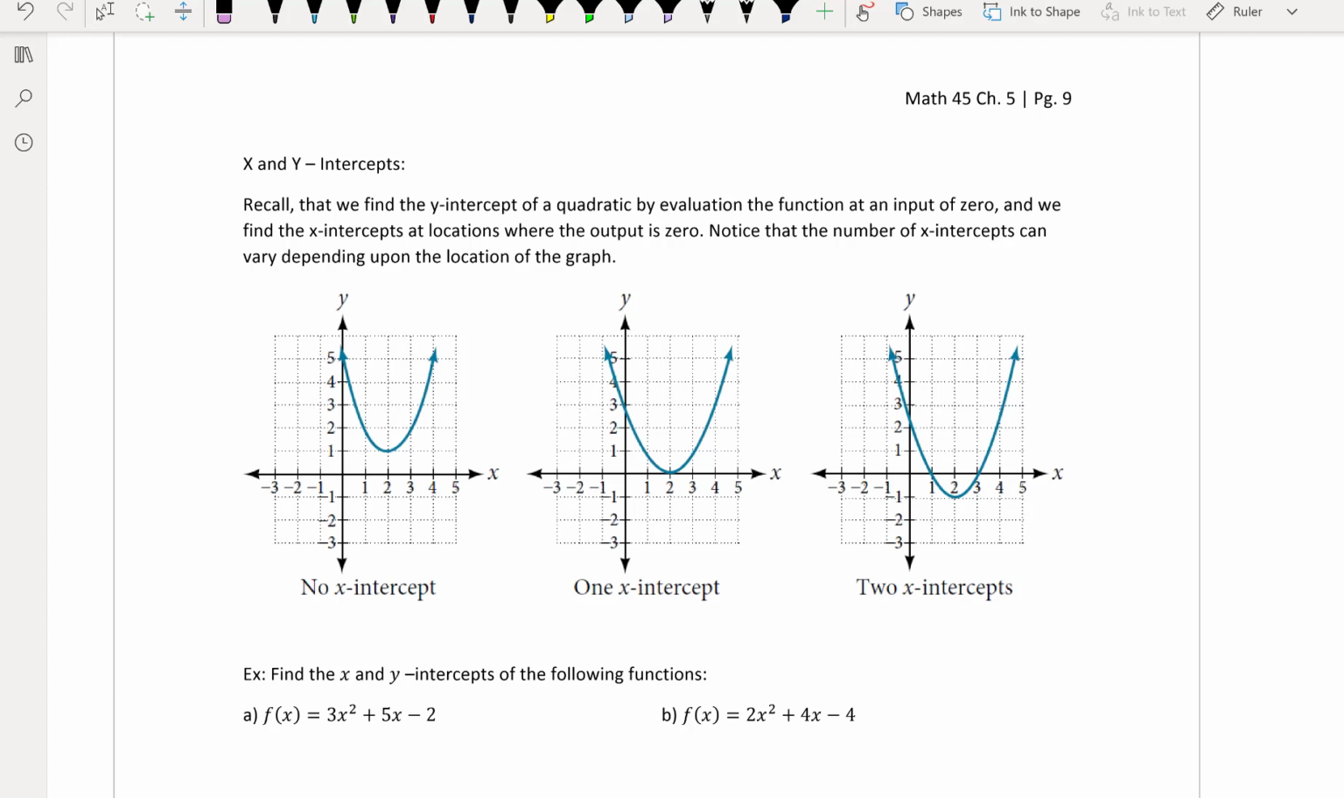So for the first graph, we can see that this parabola does not hit the x-axis, therefore it has no x-intercept. This parabola hits the x-axis once, so we have one x-intercept. And this parabola actually hits the x-axis twice, so I have two x-intercepts. So you can have none, 1, or 2, depending on the graph.